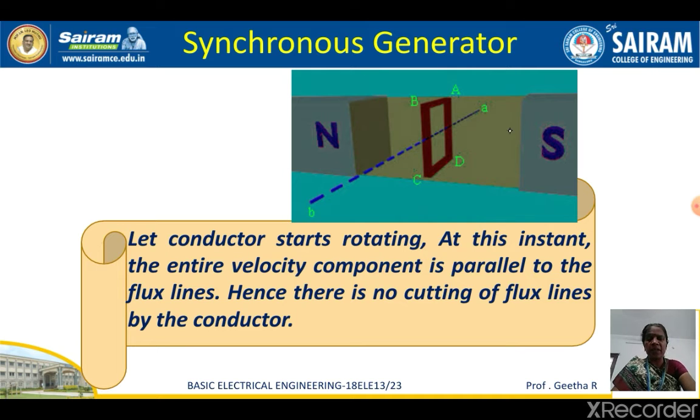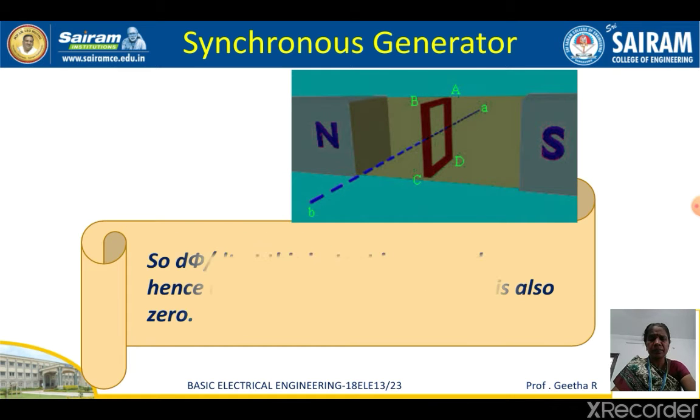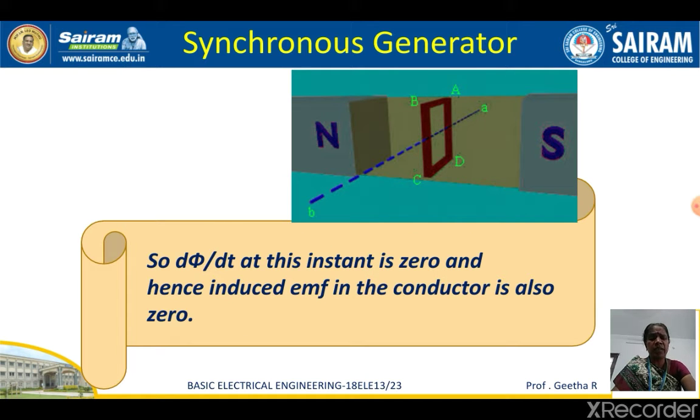The same is given when the conductor starts rotating at this instant. In the beginning, the entire velocity component is parallel to the flux lines. Hence, there is no cutting of flux lines by the conductor. So there is no flux change, no rate of change of flux. At this instant, since the rate of change of flux is 0, the induced EMF is also 0.